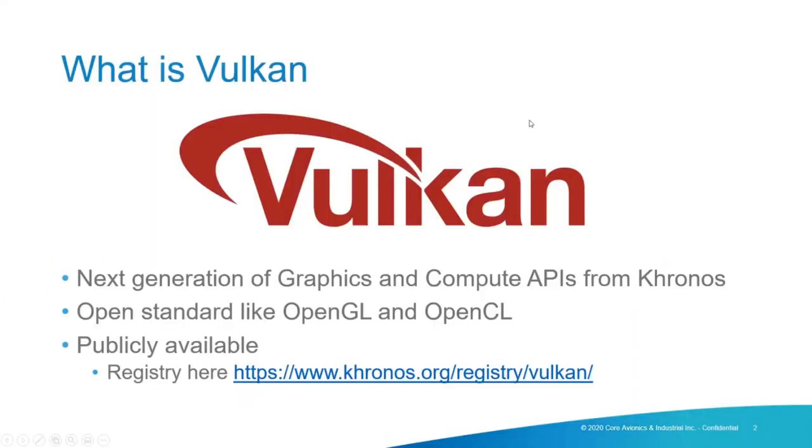What is Vulkan? Vulkan is the next generation of graphics and compute APIs from the Khronos organization. For those who are not familiar with what Khronos is, it is the standards body that develops open standards for GPUs. They're most well known for OpenGL and OpenCL. All of the standards that they develop are publicly available on their website. On this slide at the bottom, I included a link to the Vulkan registry that has the Vulkan standard as well as header files and the documentation and tools associated with Vulkan.